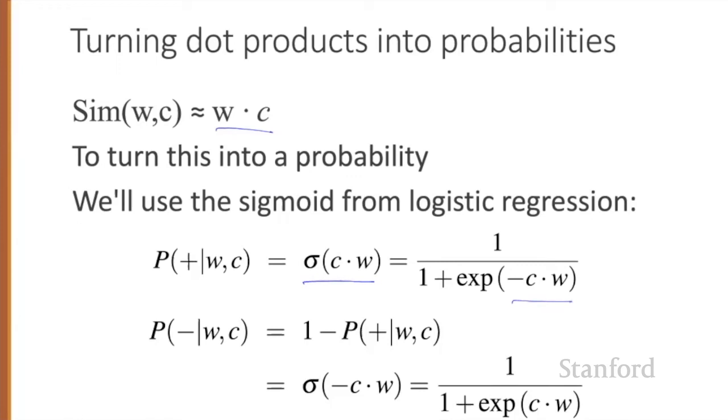Now, to make this a probability, we also need the total probability of the two possible events, C is a context word, C isn't a context word, to sum to 1. And so we estimate the probability that word C is not a real context word for W as 1 minus P of plus, or 1 over 1 plus e to the C dot W without the minus.